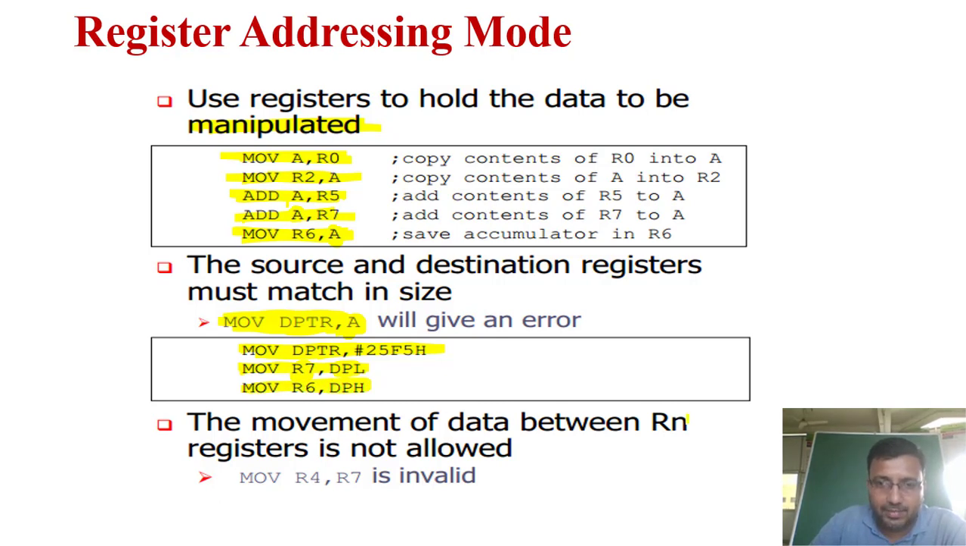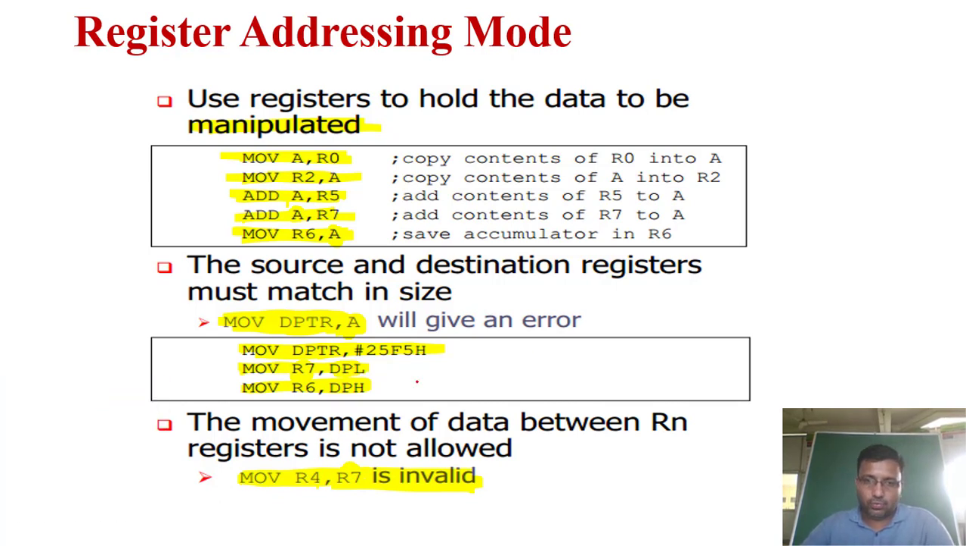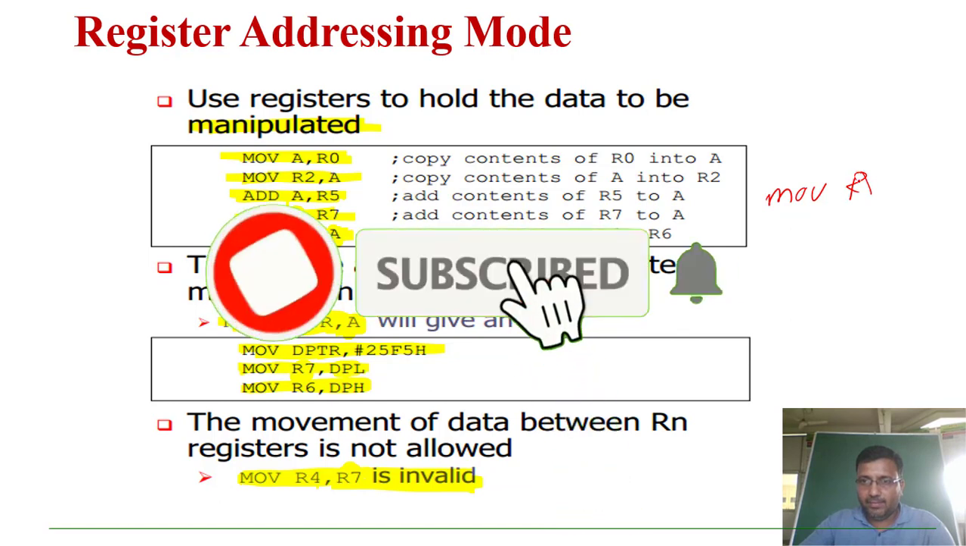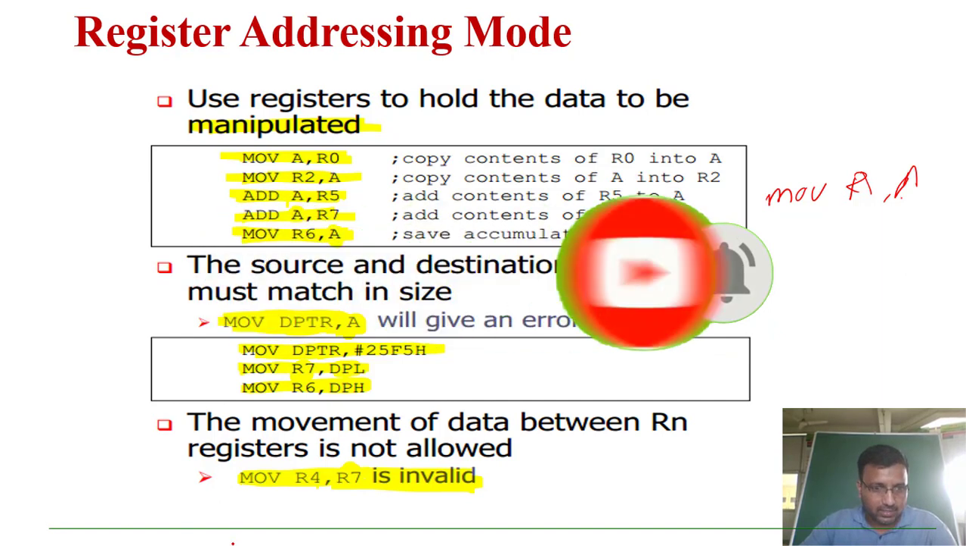The movement of data between Rn registers is not allowed. Like between two registers, MOV R4, R7 is invalid. This is not a facility provided by the microcontroller. If you want to copy the R7 content into R4, then we need to copy the R7 content into the accumulator first. So the first instruction we need to write is MOV A, R7.